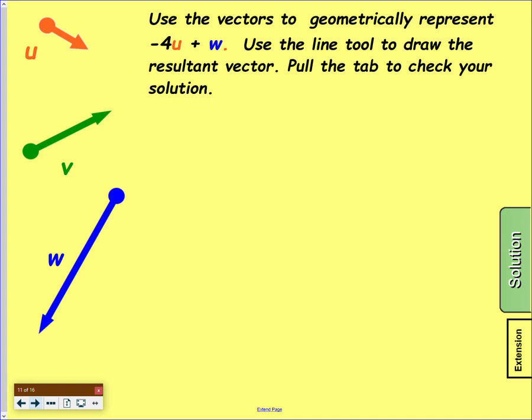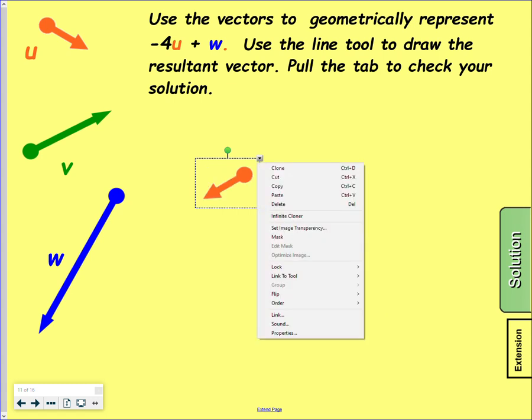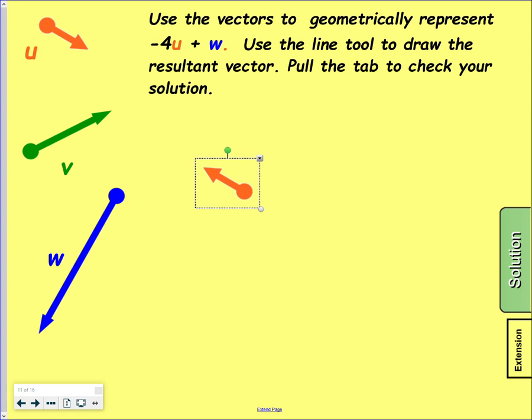Tilt it downward. Okay, tilt it downwards. I like it. So if this entire thing is from this point to this point, what would the negative of that vector look like? Would it be just pointed up? It would be up and back the other way. So let's take this, let's flip it, and flip it again. Okay, so there is the -u. Now, how many of those do you need?